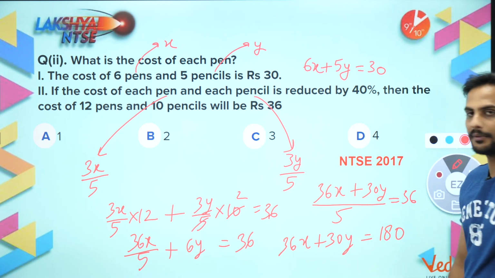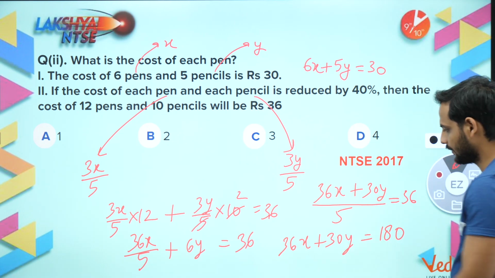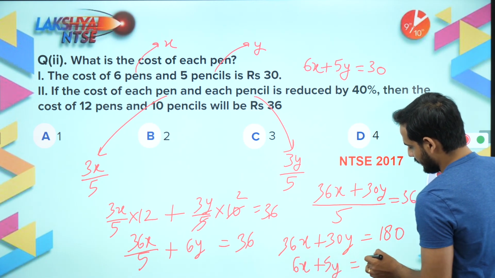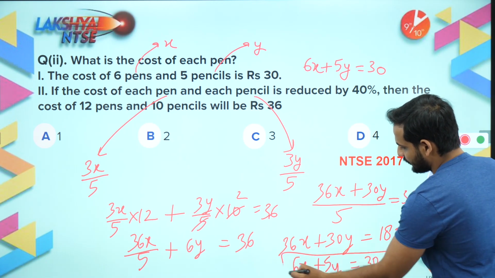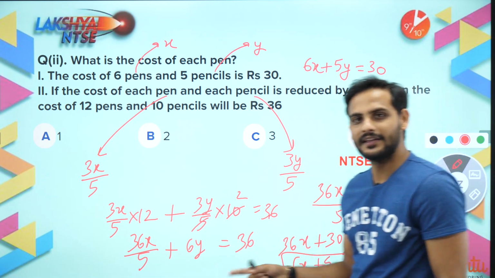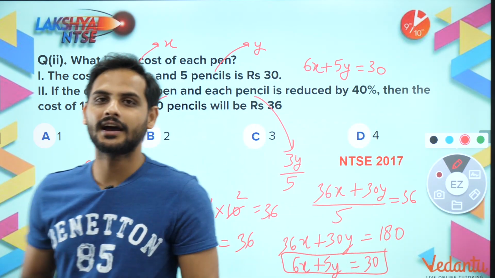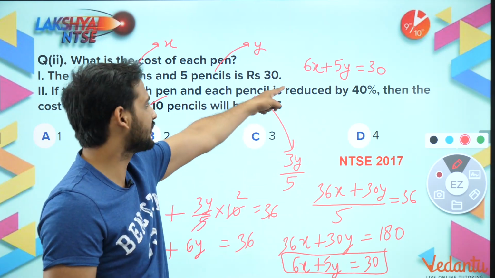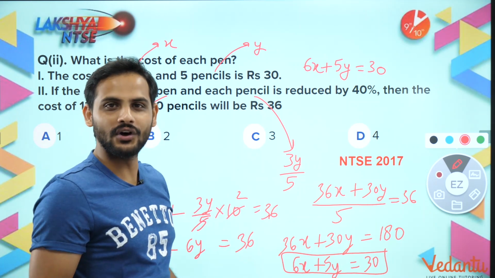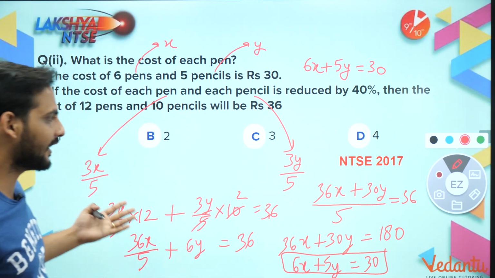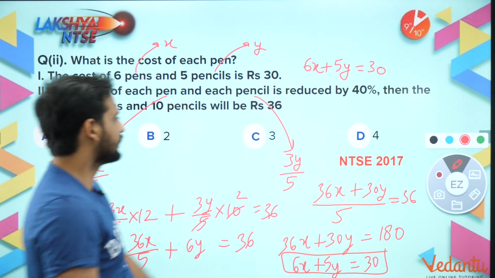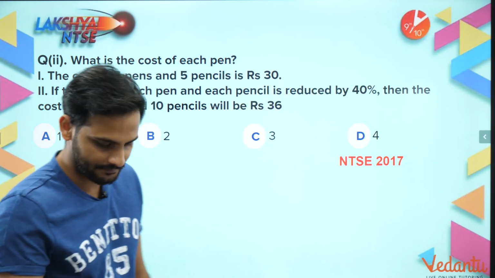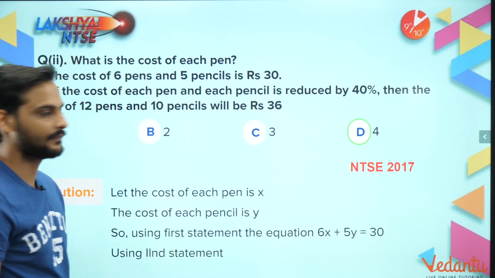Now can I take something common here? Yes, I can take 6 common. So 6x plus 5y is equal to 30. Now see the problem. If it was some other equation, I could have got the answer by using both the equations. But since both the equations are the same, I cannot solve it further, right? There are infinite solutions possible. So what I will say, sir, both are not sufficient. I need some extra information, right?